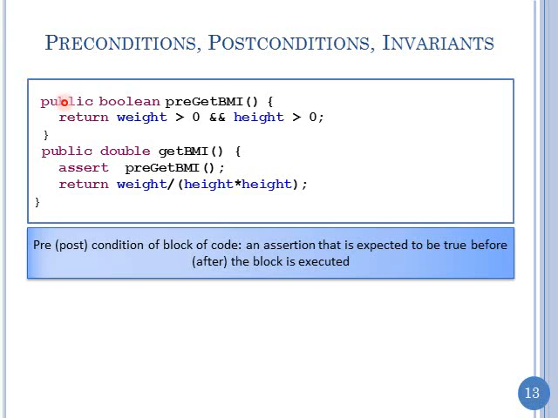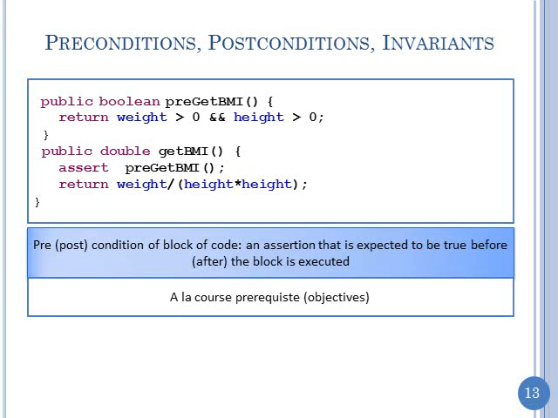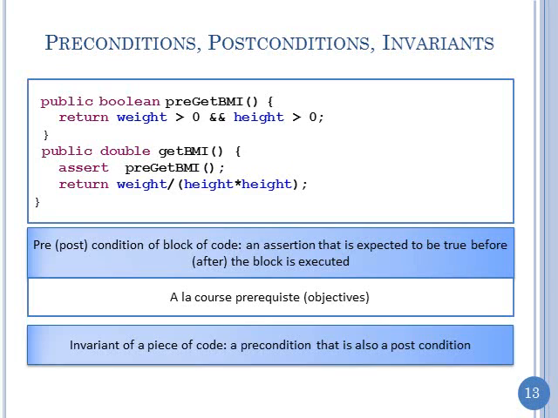But basically, what I've done is define the precondition of the getBMI method, and I could have easily written a postcondition also. And like I said earlier, a precondition is like a prerequisite, and an invariant of a piece of code is a precondition that is also a postcondition.